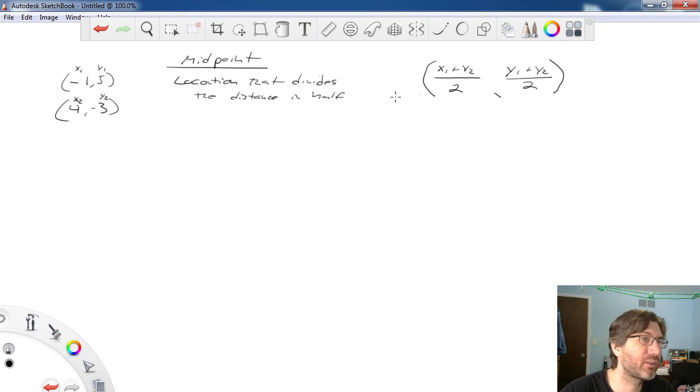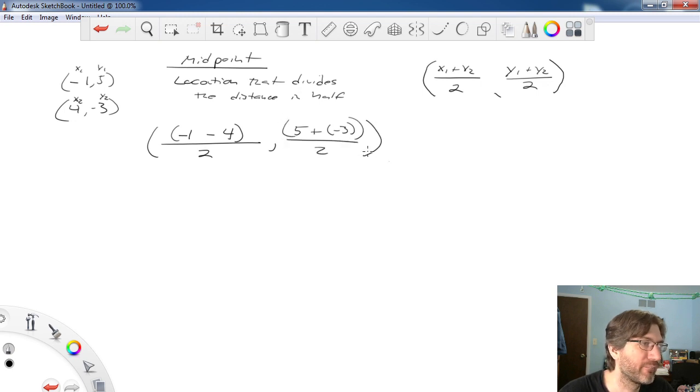So halfway on the x is going to be x1 plus x2, so that would be -1 minus 4, all divided by 2. Just remember the numerator here is grouped. You need to do that first. That would be our x coordinate for it. And our y coordinate would be y1, which is 5, plus y2, which is -3. And again, numerator is grouped, and you're going to take halfway of that. So then you just kind of solve each of these separately and get your answer.